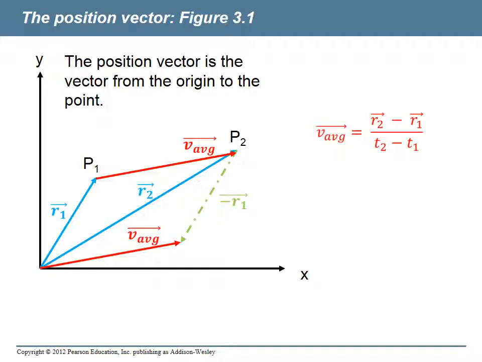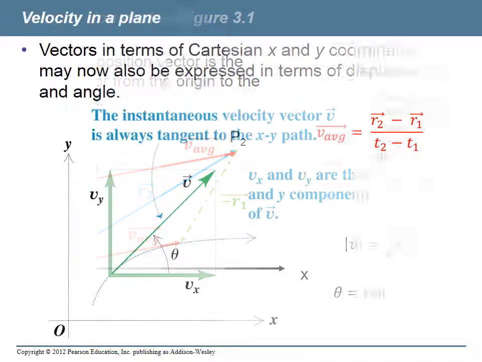Which you can see that if I were to move this up here and put it from the head of r1, excuse me, the head of position vector 1 to the head of position vector 2, you see that it goes from head to head, and it's the same exact average velocity vector. So that's how we get average velocity in two dimensions in a plane. It's simply the difference of the position vectors divided by the time it takes.